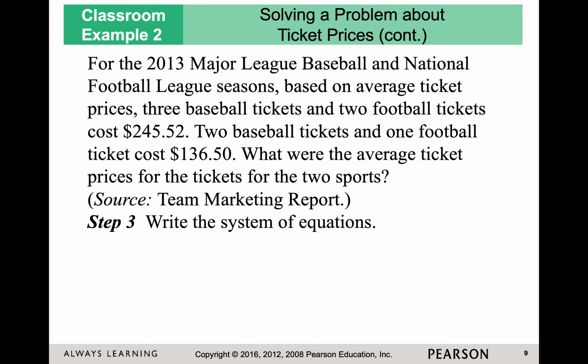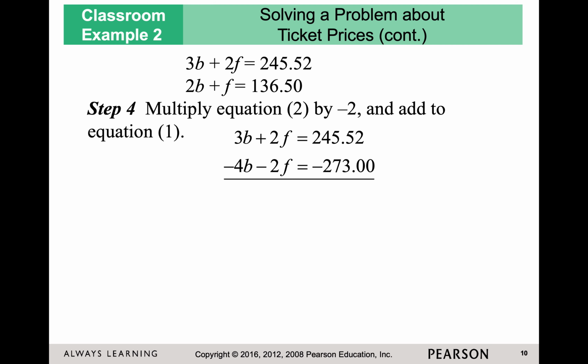What do I know? I can write a system of equations because I know 3 baseball plus 2 football equals the 245.52, and 2 baseball plus 1 football equals the 136.50. Then I'm going to solve the system of equations by elimination, probably, is the best way to do it, because I multiply the bottom equation by 2, and then I'm able to add them together, or -2.